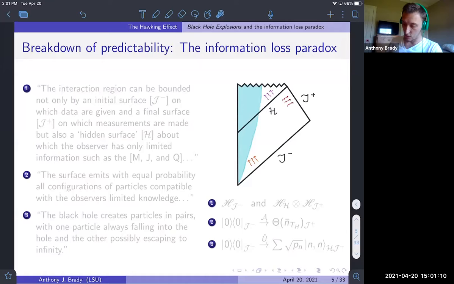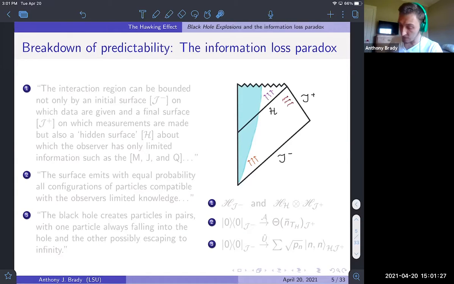So I'm just going to go through some little tidbits from the paper and try to bring out some essential features of this information loss paradox and highlight them with very simple equations. So first, let's start off. This is a very illustrative diagram.